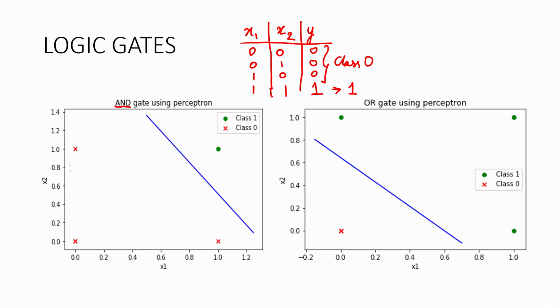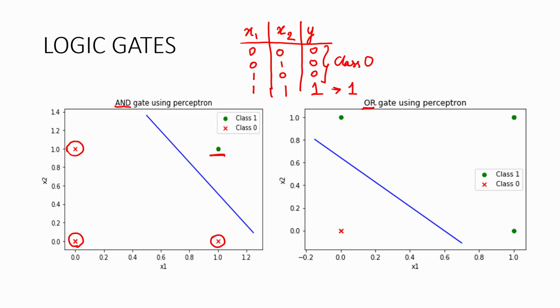So, we have plotted the points here. We see that at 0 0 it is class 0, at 0 1 it is class 0, at 1 0 it is class 0 and at 1 1 it belongs to class 1. We see that the perceptron algorithm is able to find a hyperplane that can linearly separate or identify these two classes. Similarly, let us consider the OR gate.